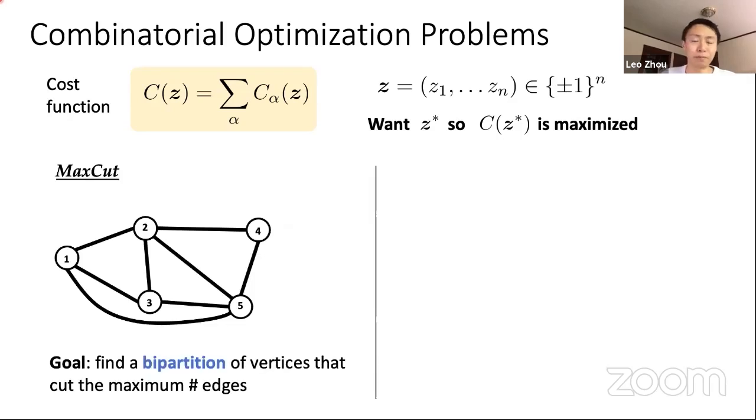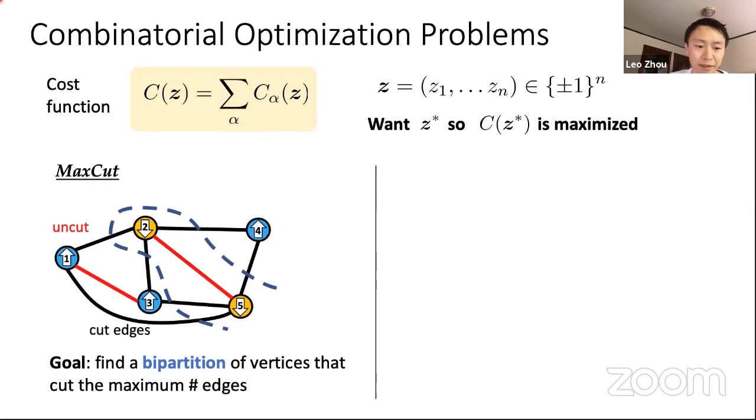One very prototypical example of a combinatorial optimization problem, which happens to be NP complete, is the problem of max cut. This is a problem where you're given a graph, and you find a bipartition of vertices so that the number of edges between them is maximized. You can write the cost function as a sum over the different edges, where each edge has a term that looks like this, which evaluates to 1 if the bits on the edge disagree and 0 if they agree. So you can see that we're really trying to maximize the number of disagreements.